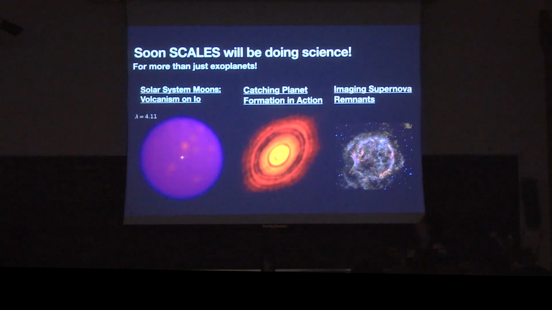It'll be useful for catching actively forming planets in what are called protoplanetary disks. These are disks of dust and gas around young stars, and we can resolve them with SCALES and study how bright they are and whether there are planets orbiting in them. And we'll also use it to take pictures of the remnants of dead stars, so the clouds of dust and gas that remain after a star goes supernova and explodes. Lots of exciting stuff to look forward to with SCALES.